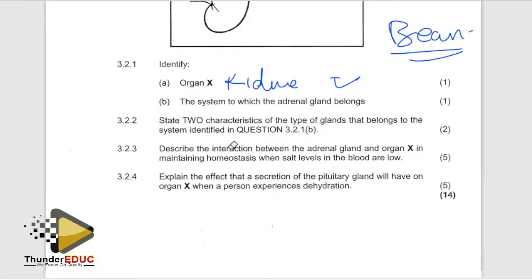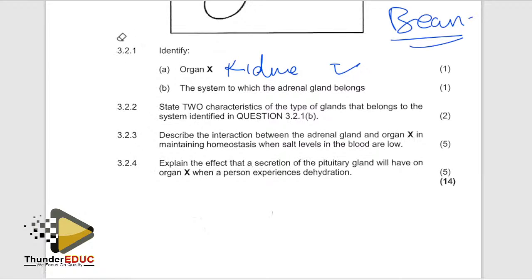State two characteristics of the type of gland that belongs to this system, the endocrine system. First of all, it is ductless. You can talk about something else. A ductless gland. Number two, it secretes enzymes.